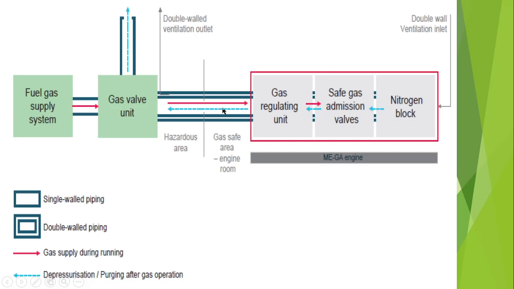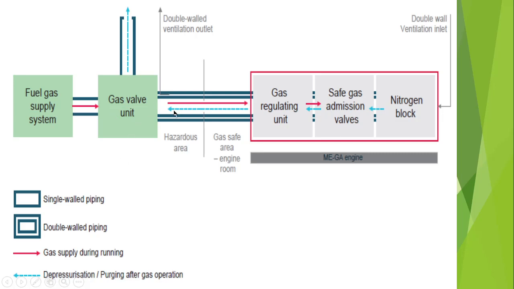The third thing we need to see is the arrow indication, the red arrow and the blue arrow. The red arrow indicates the fuel: the fuel from the fuel gas supply system comes to the gas valve unit. From the gas valve unit it goes to the gas regulating unit, and after that it goes to the safe gas admission valve.